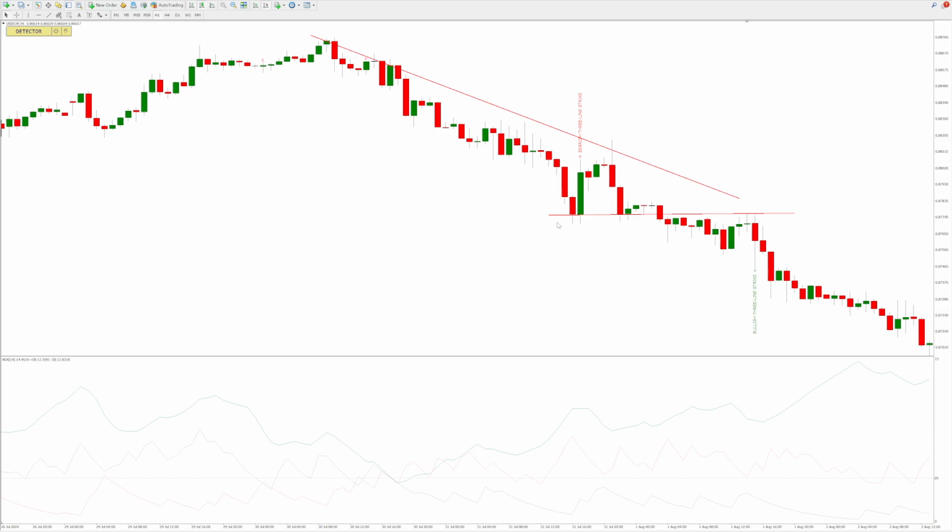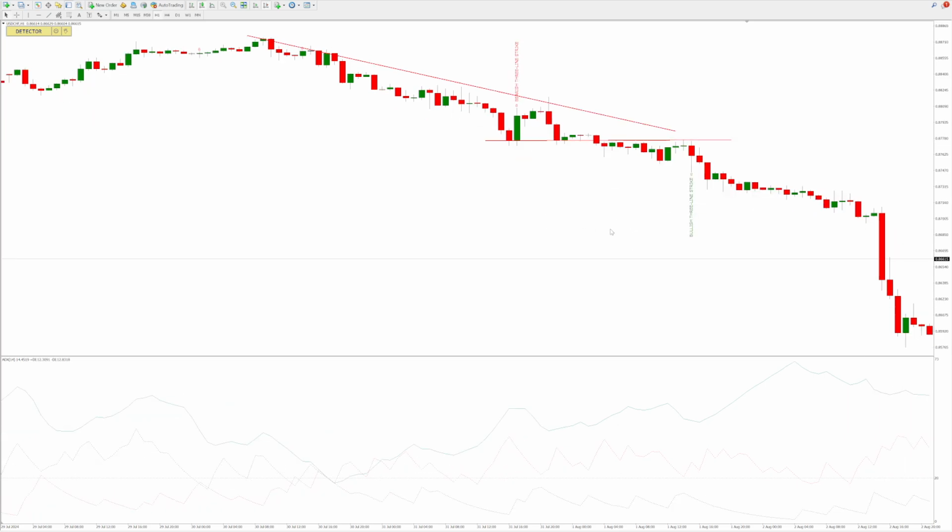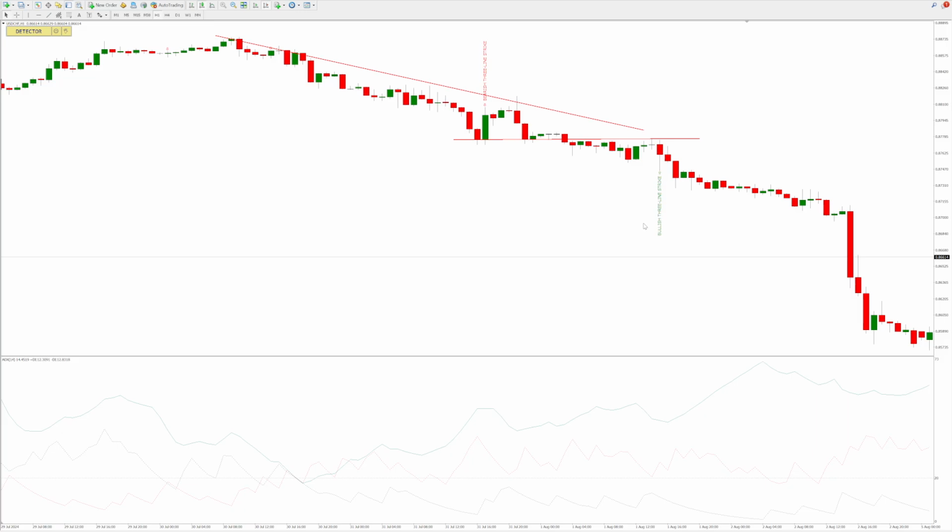Personally, I do think just waiting around for this as an entry is, in my opinion, not a good idea. I would use it for confirmation if need be, but I wouldn't only take a trade if I saw one of these, because there'll be instances where there'll be good trade setups and you won't necessarily have this candlestick pattern or any candlestick pattern for that matter.